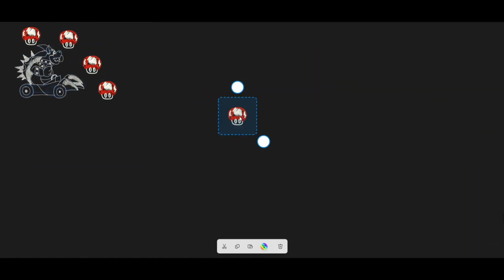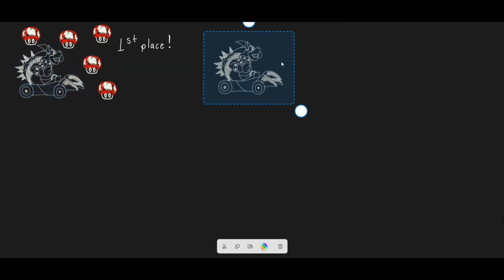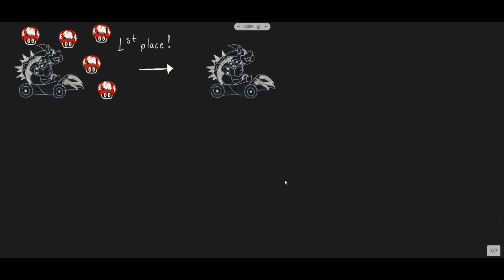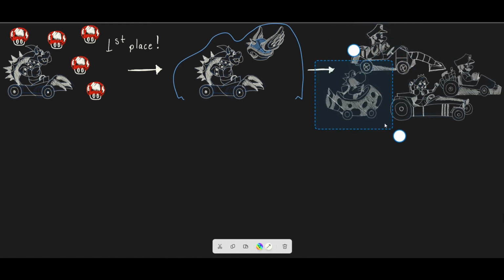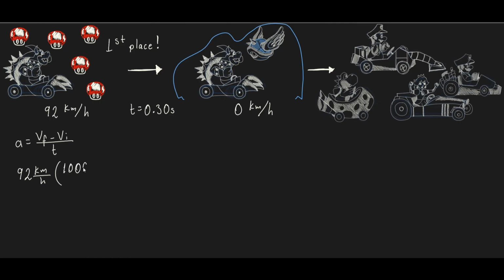After Bowser used lots of mushrooms, he got into first place in the last lap, but suddenly a blue shell hit him, and Mario, Luigi, Peach, and even that cheater Yoshi overtook him. I hate when it happens. Bowser's speed was 92 km per hour before the impact, but now it's 0 km per hour because the blue shell stopped his car. Even when a moving object comes to a stop, it still has an acceleration while it's slowing down, and it's because of that change in speed.